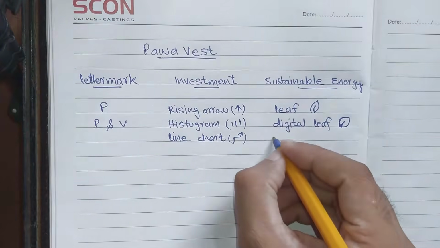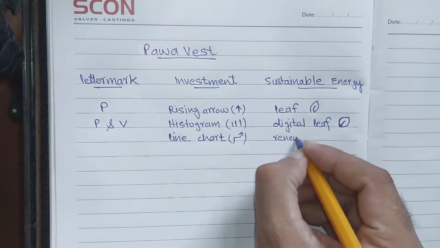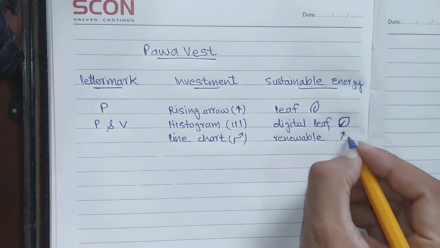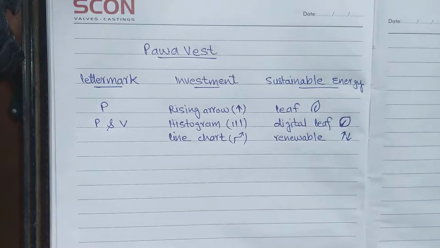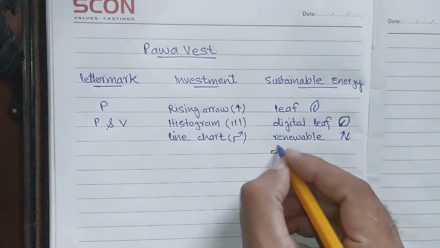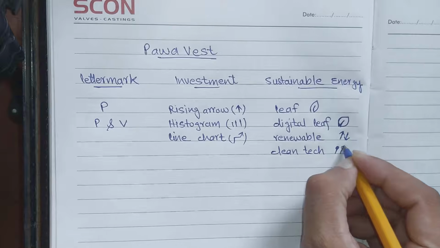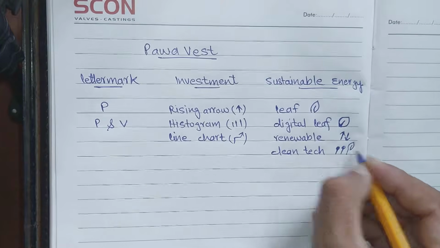And the third point that comes to my mind is renewable. Because everything that is sustainable means it can be recycled or recovered. To represent the sustainable, or you can say the renewable source, we can use arrow marks in opposite directions, like we use in a reversible reaction. Sustainable energy is a modern and clean way. That's why we can also use a mark that represents clean technology.